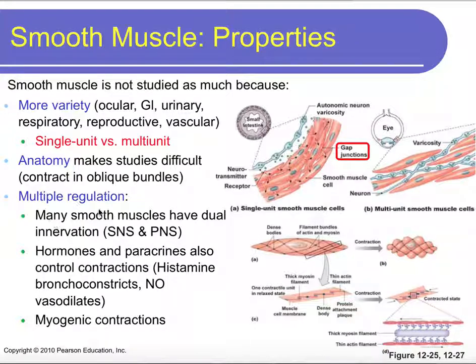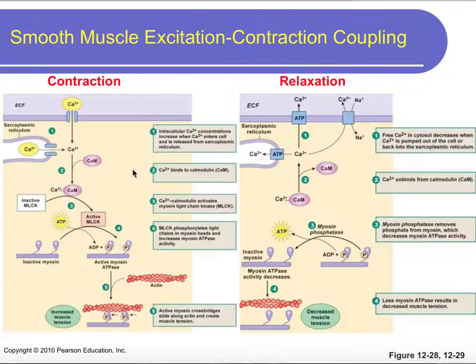And it's regulated, like I said, many different ways. Smooth muscles can be innervated by the sympathetic nervous system. The parasympathetic can tell it to contract. Hormones, paracrines. Paracrines are just chemicals that are released by one cell that acts on a neighboring cell. It could be activated by autocrines. That means the smooth muscle will actually release a chemical that acts on itself to tell it to contract. And then again, it can undergo myogenic contractions where they contract all by themselves.